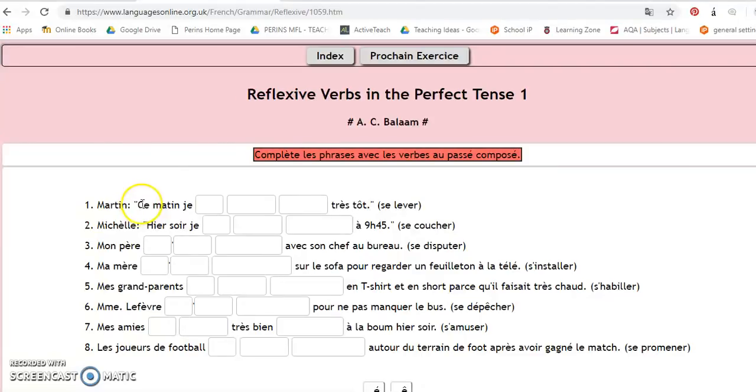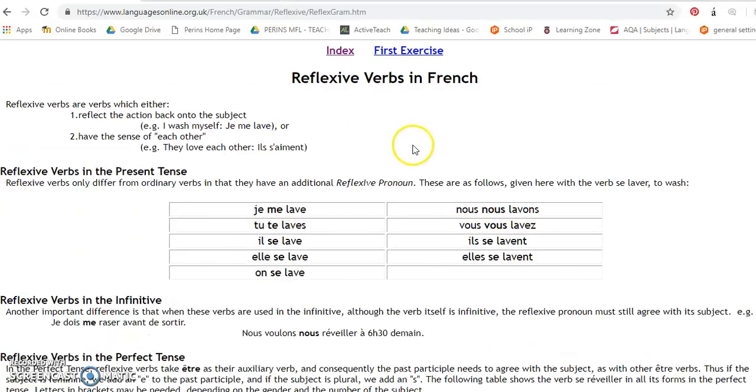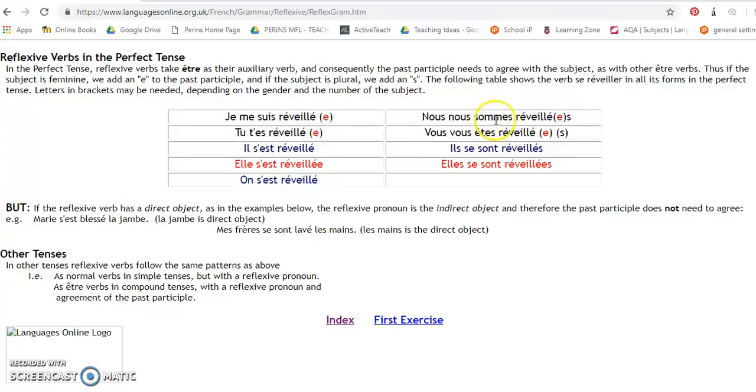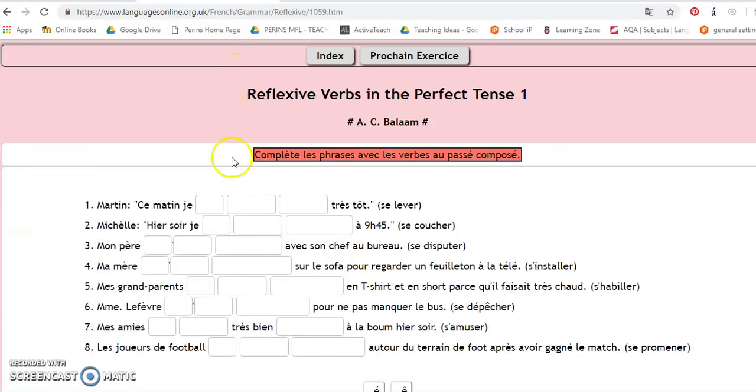So if I click into this activity, it's saying Martin, ce matin, je. So these are all in the perfect tense. So the first thing we do is we take, and I can take this either from here on my sheet, on my help page here, and I can look at how I'm going to do this. So I've got je me suis. So I go back into this tab and je me suis, and then I've got the verb lever.